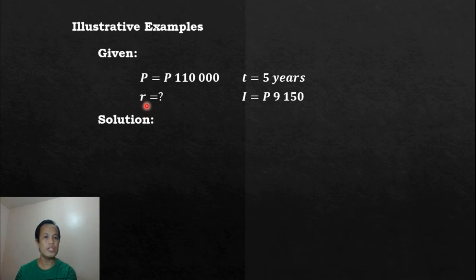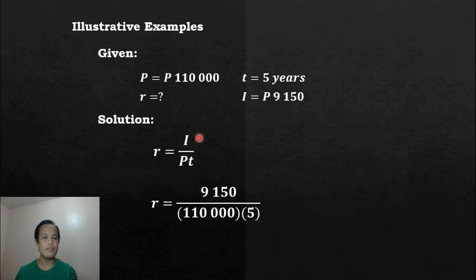For the solution, since we are going to solve for the rate, we will use this formula, R equals I over PT. If we are going to substitute these givens to the formula, we will have the I of 9,150, the principal of 110,000 pesos, and our time is 5.